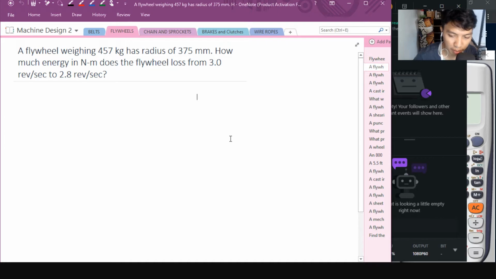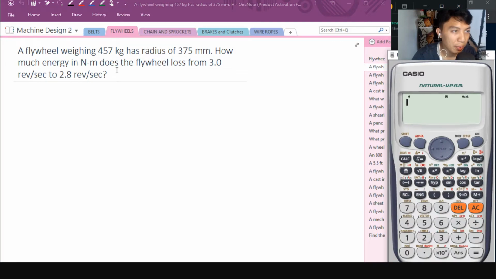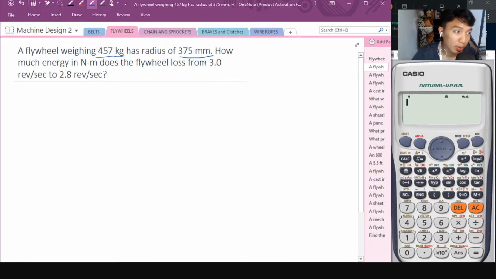Okay, so problem number 1. Ayaw gumana ng mouse ko. So, a flywheel weighing 457 kilograms has a radius of 375 millimeter. How much energy in Newton meters does the flywheel lose? Dapat to lose from 3 revolutions per second to 2.8 revolutions per second.